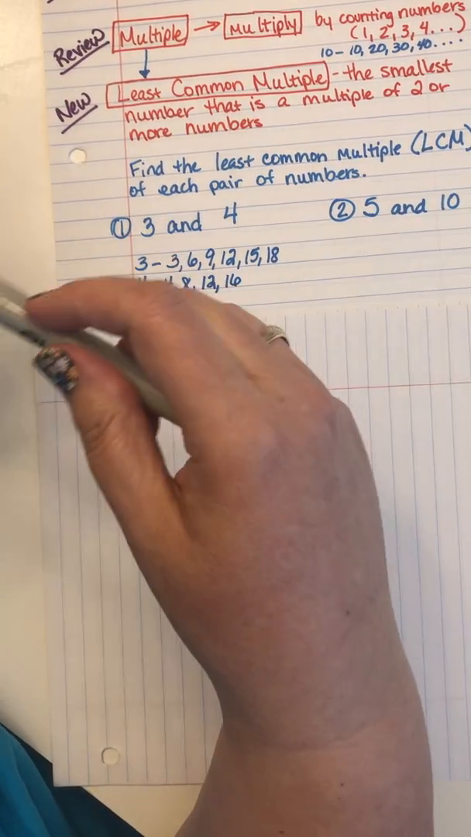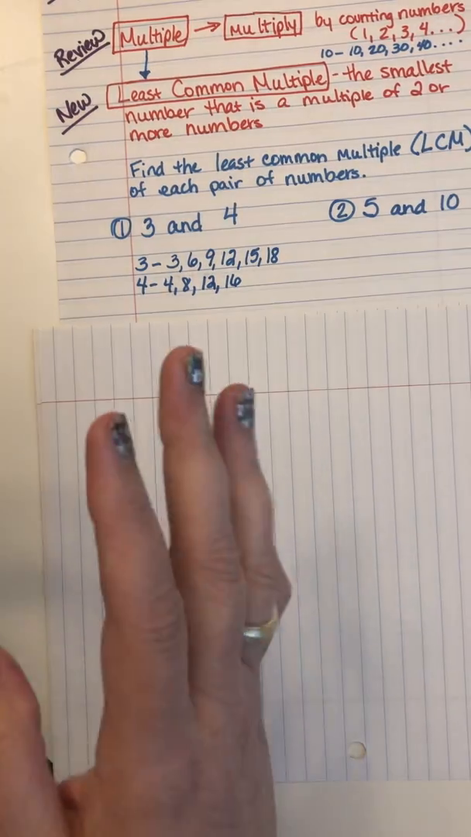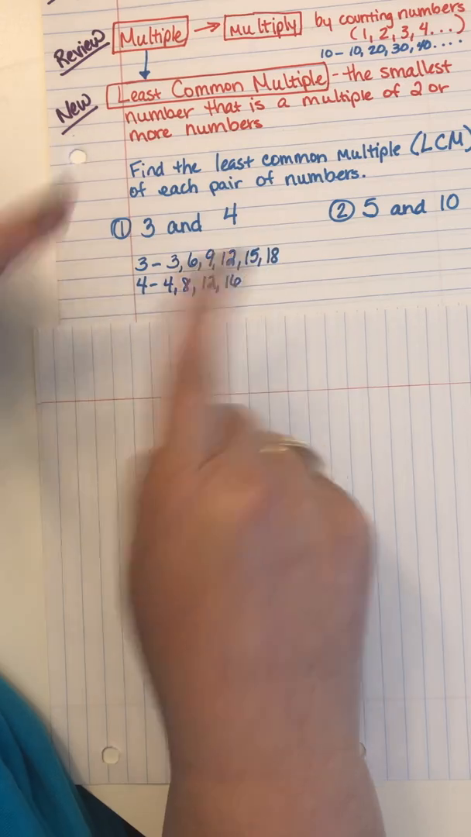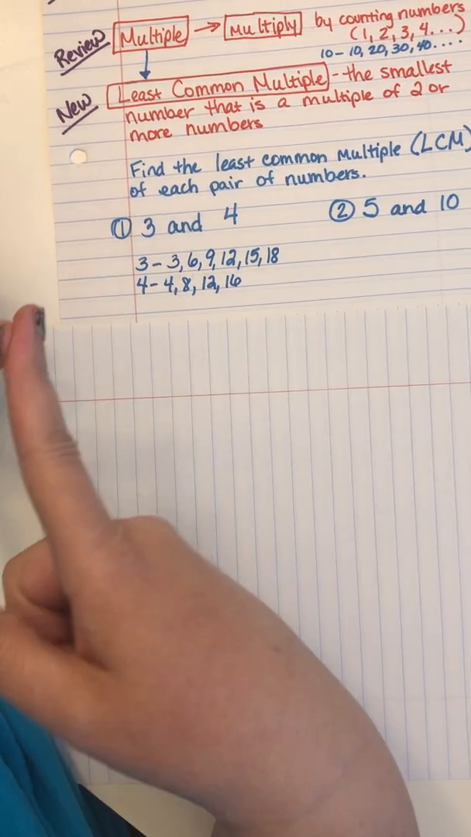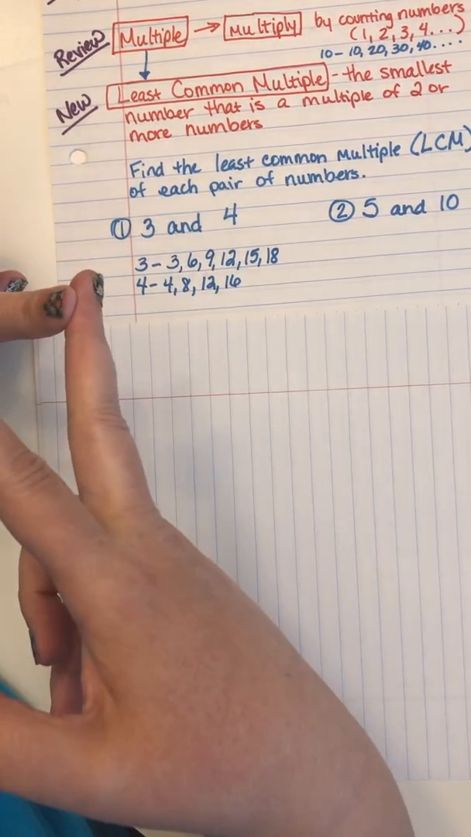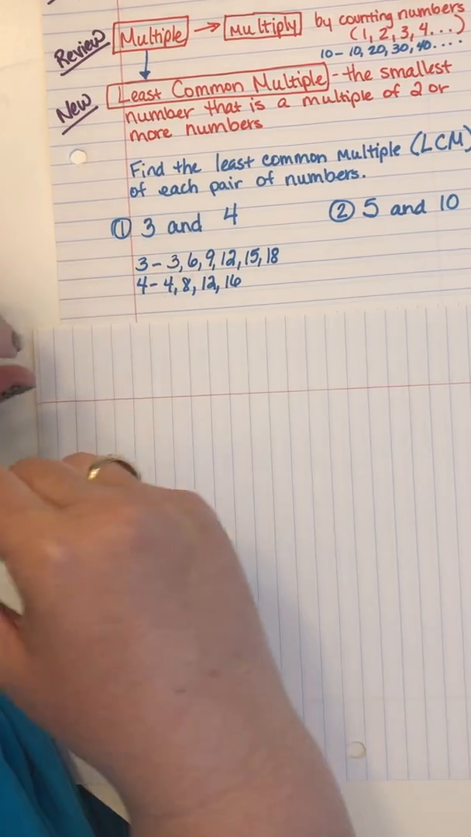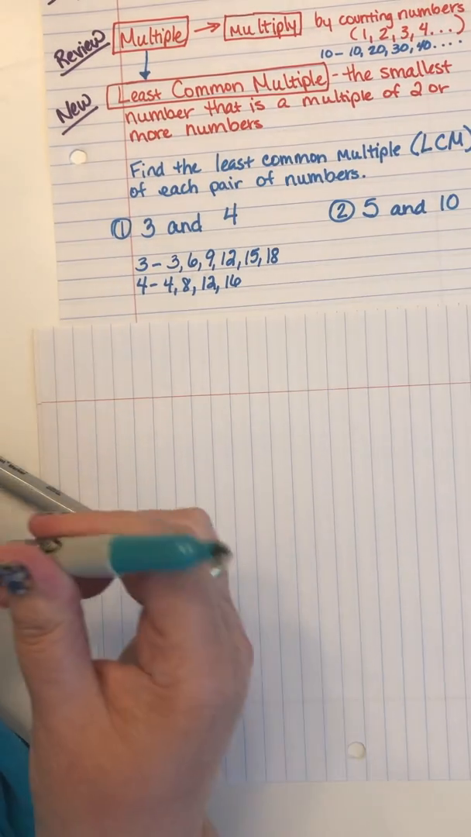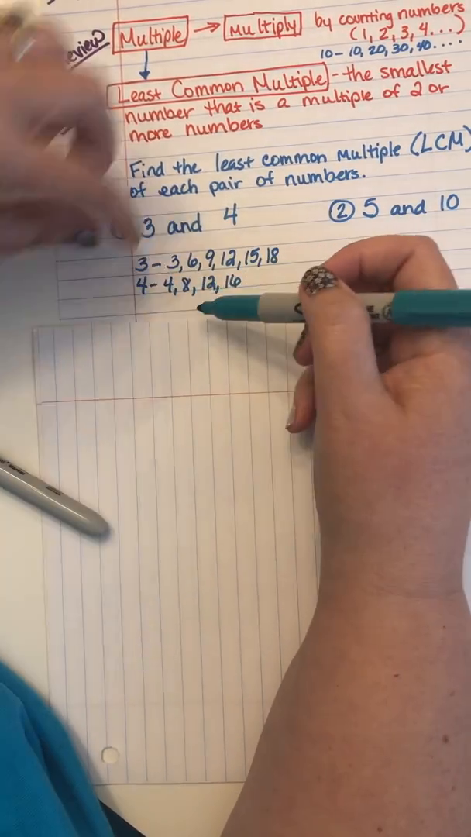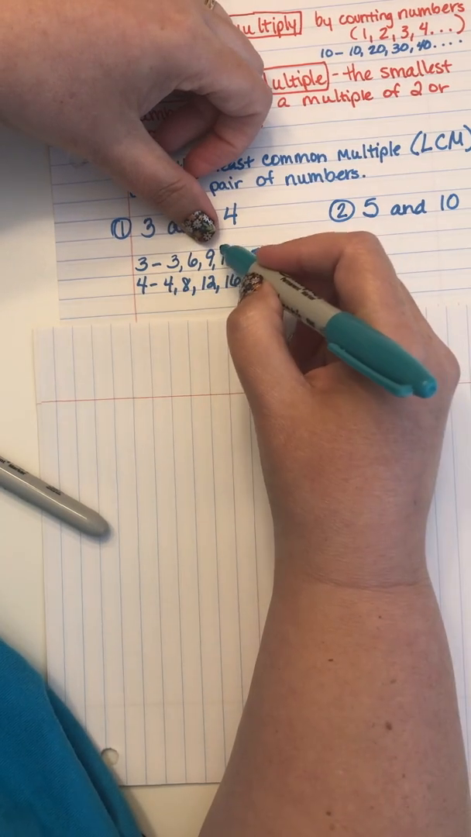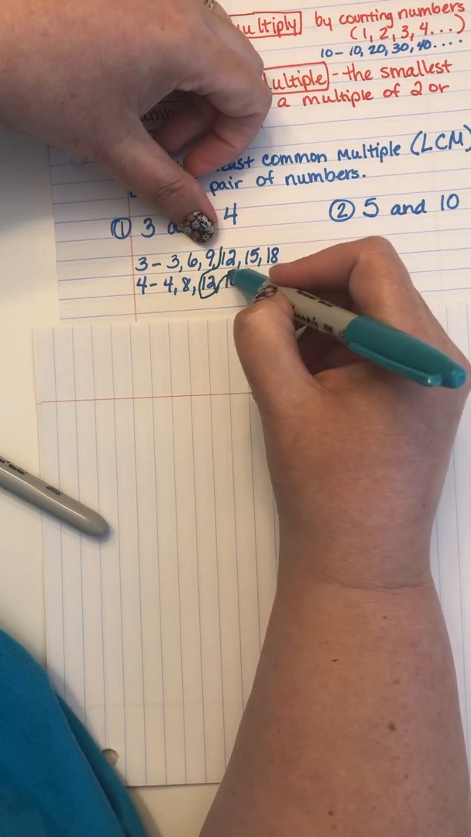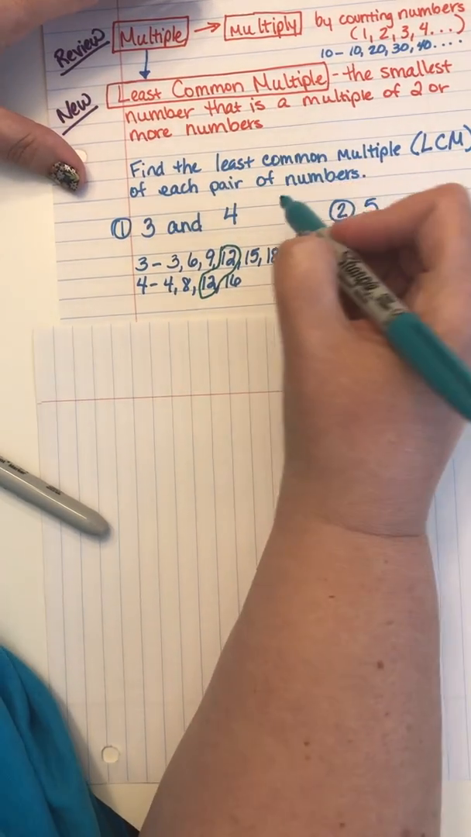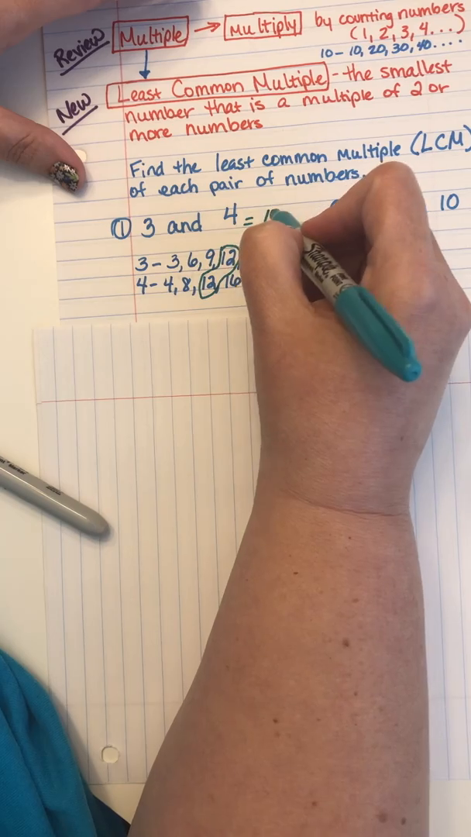Remember, when we dealt with common factors, it was a factor that both of them had. So the least common multiple: we want the lowest number that both of them have as a multiple. It's another way of saying that. The lowest number both of them have as a multiple. So if we look at my list here and we find the lowest number that they both have as a multiple, it is 12. So the least common multiple of 3 and 4 is 12.